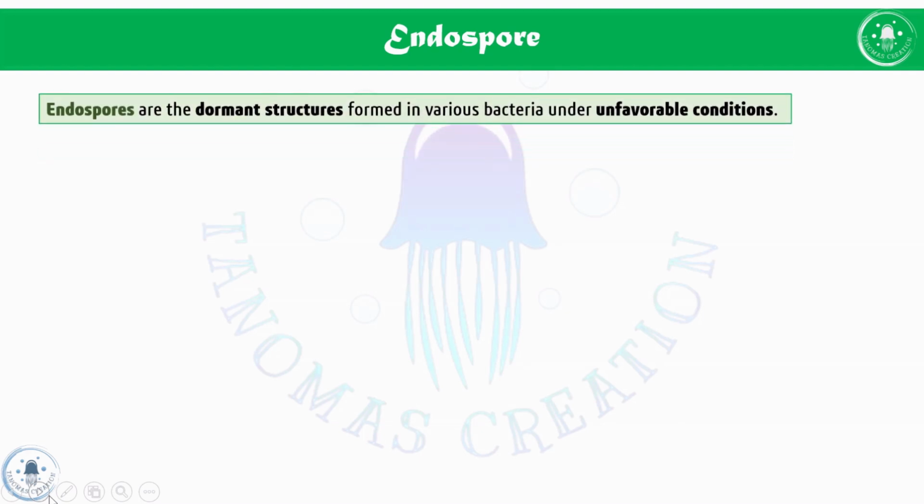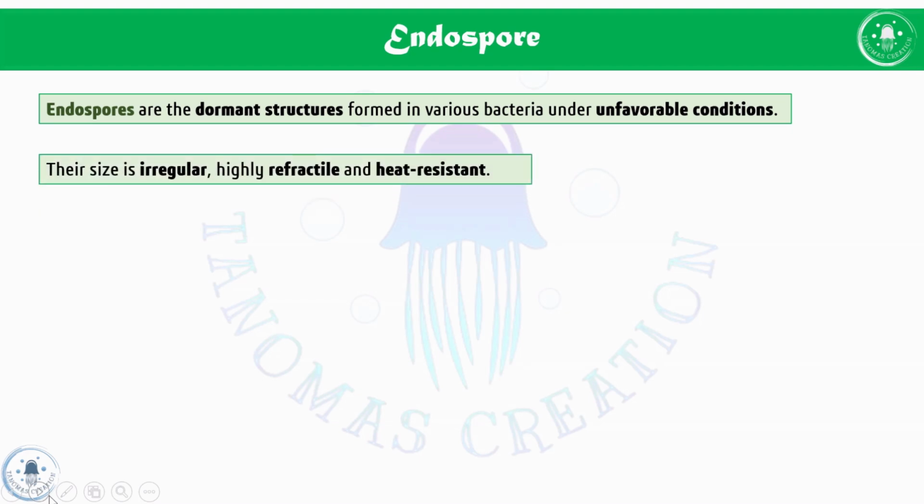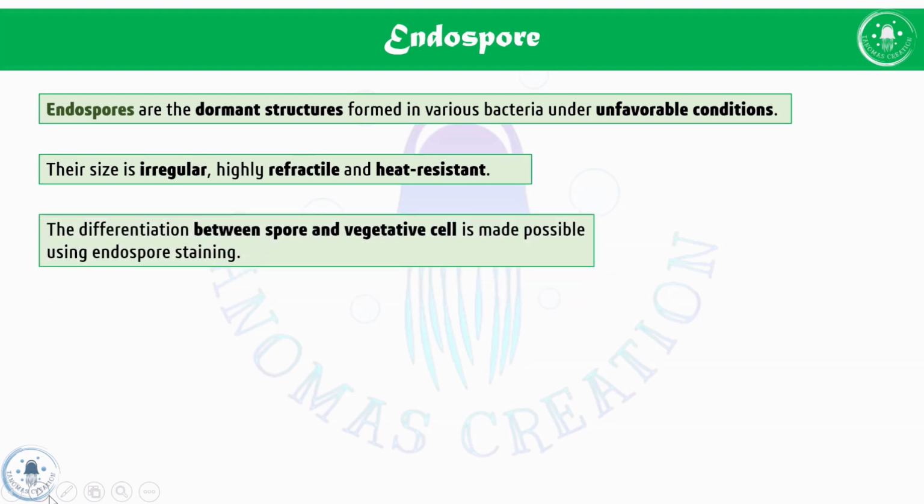Endospores are dormant structures that are formed in various bacteria under unfavorable conditions. These spores are formed during unfavorable conditions only. In normal conditions, the spore doesn't form. They have very irregular sizes. They are highly refractile and they are heat resistant. And endospore staining allows us to differentiate between the spore and the vegetative cell.